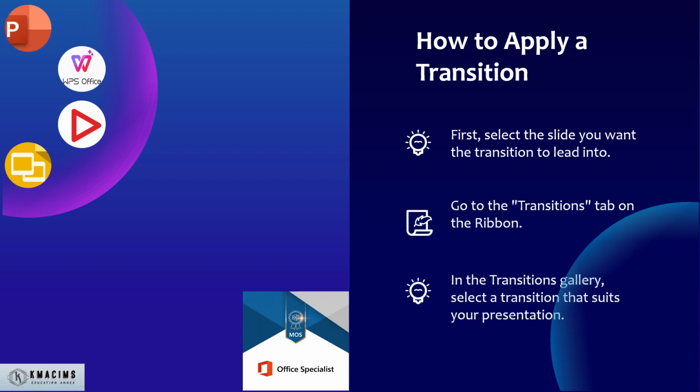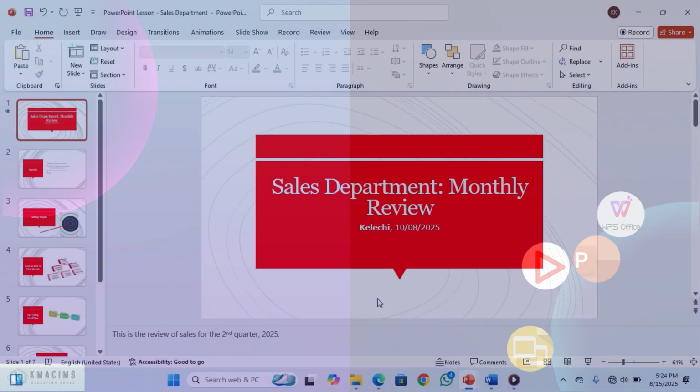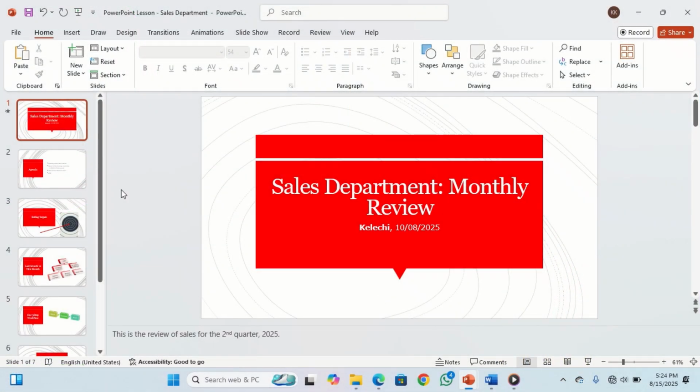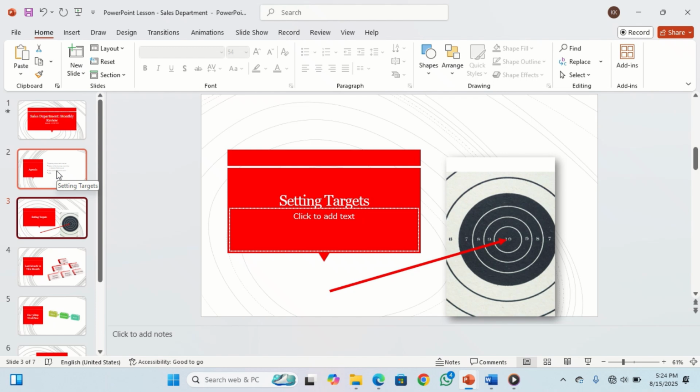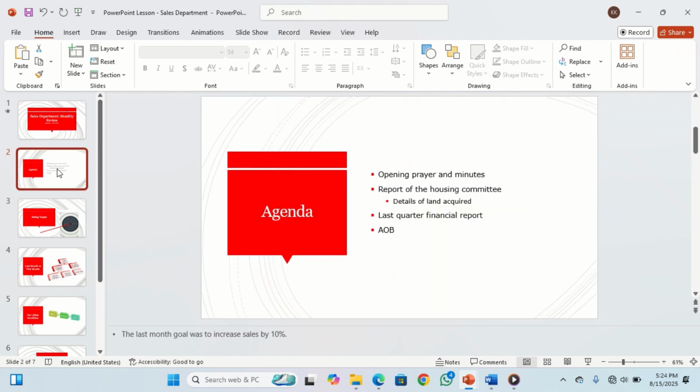How to apply a transition. Applying transitions is incredibly easy. 1. First, select the slide you want the transition to lead into. 2. Now, go to the Transitions tab on the ribbon.